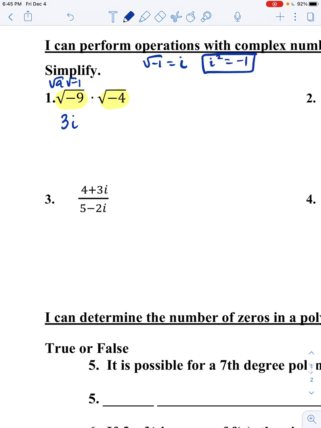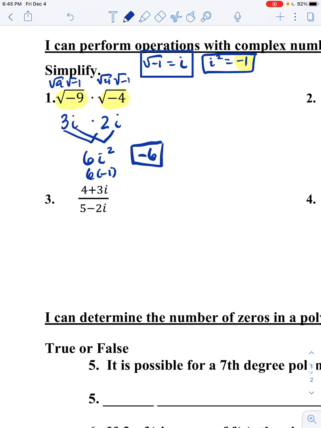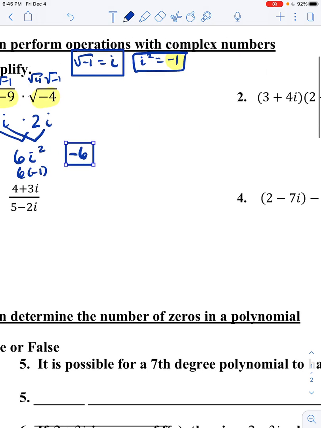These are the two core building blocks of complex or imaginary numbers that you need to keep in mind. So then here, this would be the same thinking. Root 4 root -1 is going to be a 2i. You multiply the numbers, you multiply the i's. So again, the i squared has a value of -1. So this is the same as 6 times -1. So ultimately my answer will be -6.